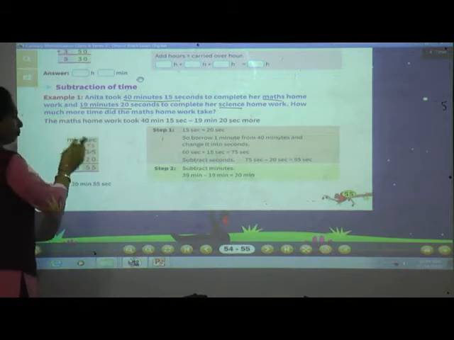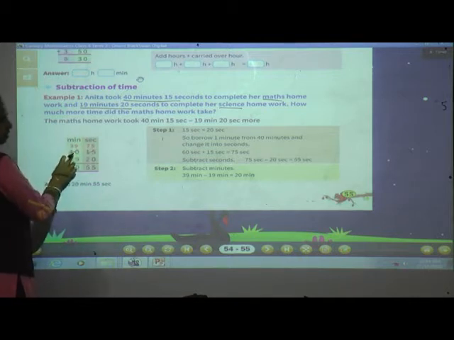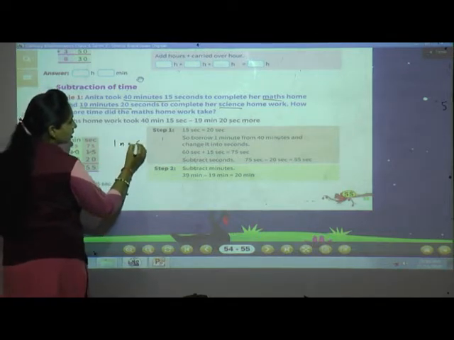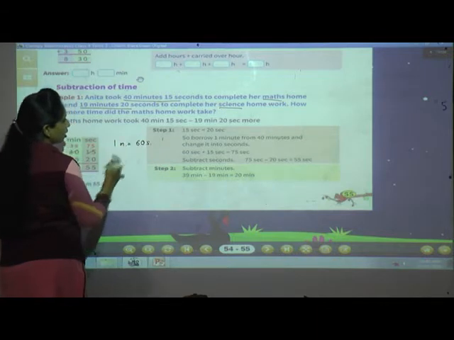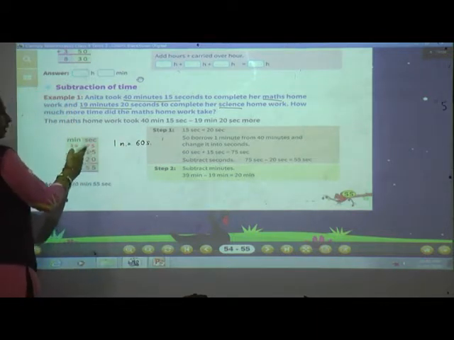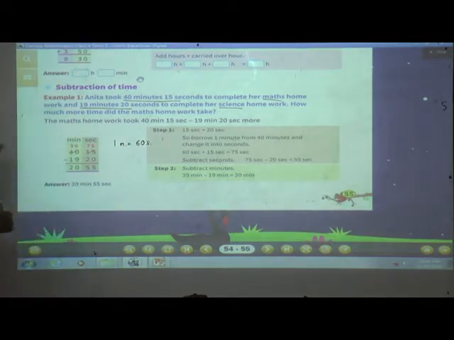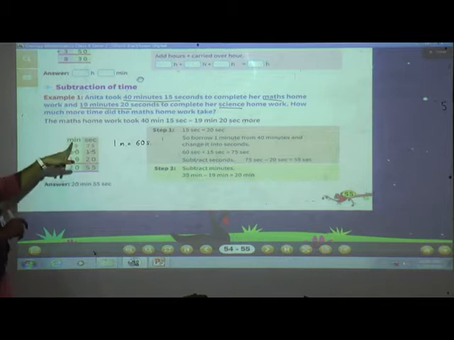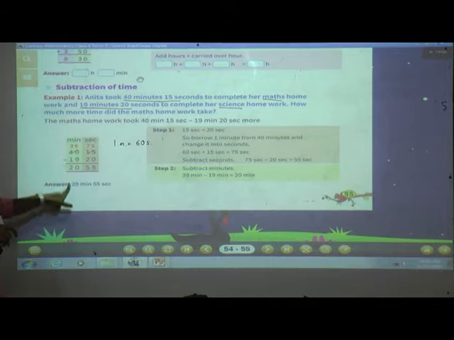We have taken one borrow from 40 minutes. 1 minute we have taken. 1 minute is equal to 60 seconds, isn't it? So 60 seconds plus 15 is together 75. So if we subtract, 5 minus 0 is 5, 7 minus 2 is 5. And here 9 minus 9 is 0, 3 minus 1 is 2.